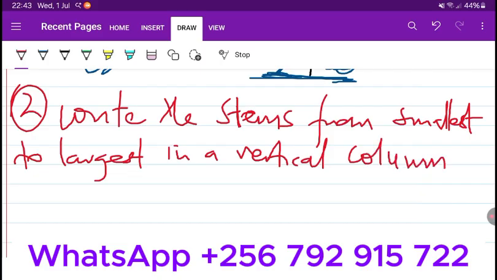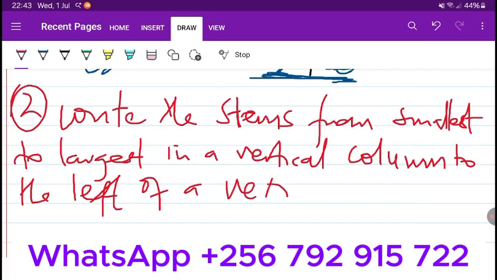A vertical column to the left. It's very important, to the left of a vertical line. You can call it a vertical line or vertical rule. The vertical rule is that we just put a column. You know, columns, they move downwards. Those are the columns.